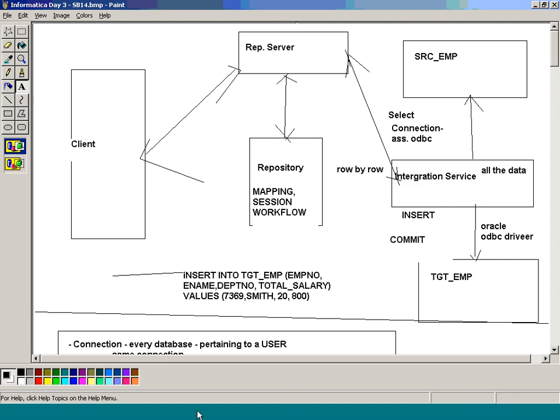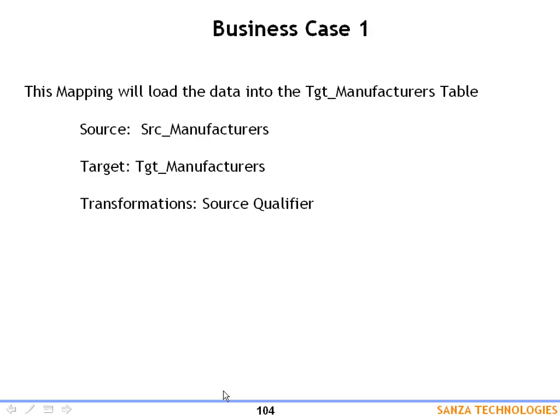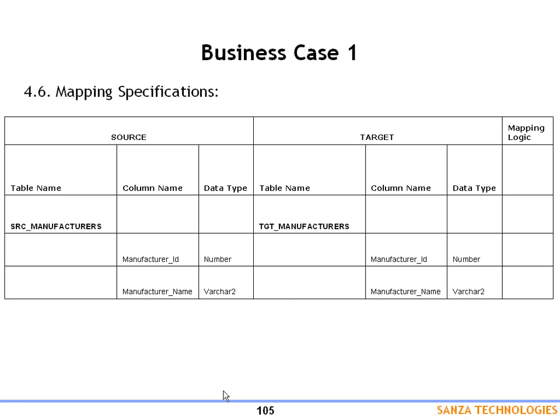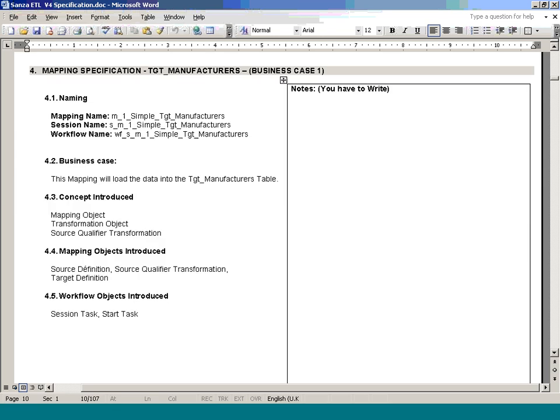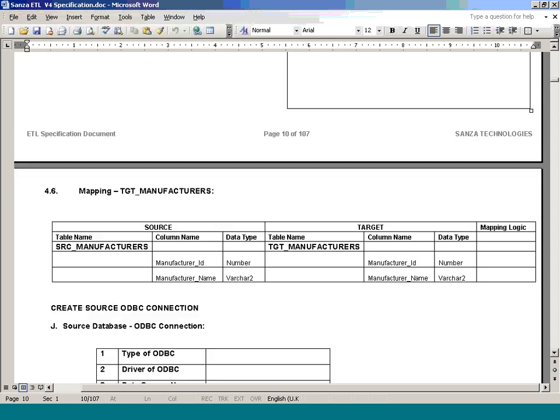First mapping, I call it a business case. To explain Informatica as a tool, we created business cases. About 15 business cases will be there. The first mapping asks us to extract data from SRC manufacturer and load it into the TGT manufacturer's table. I have given you the mapping specification document. So this is the case. It needs to extract data from the source and load the data into this target.